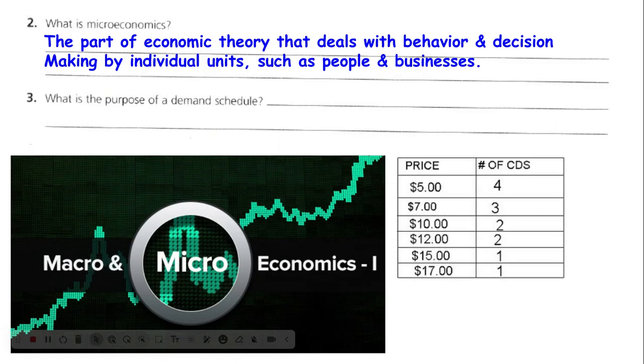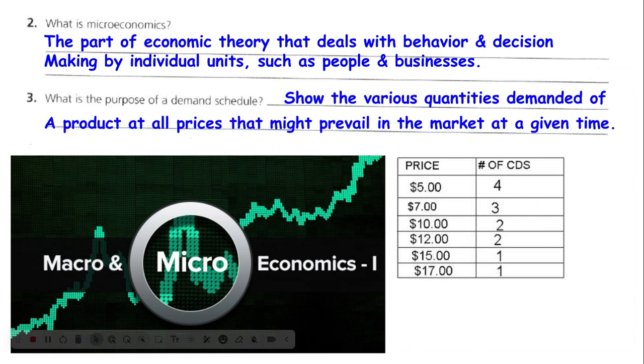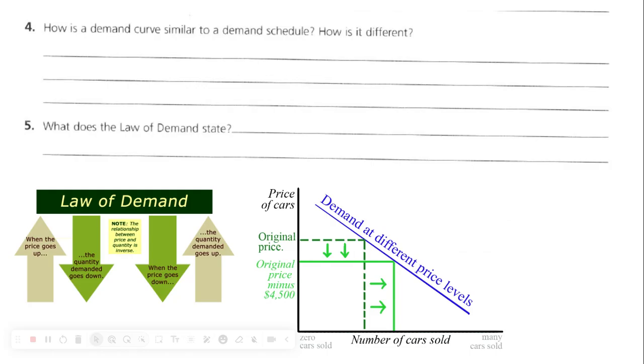Okay, so what is the purpose of a demand schedule? Well, over here on the right side of the screen, we actually have a demand schedule. It's set up like a chart. It shows the various quantities demanded of a product at all possible prices that might prevail in a market during a given time. So, at $17, you might want one CD, but at $5 a CD, you might want more. You might want 4. So that's how that shows us.